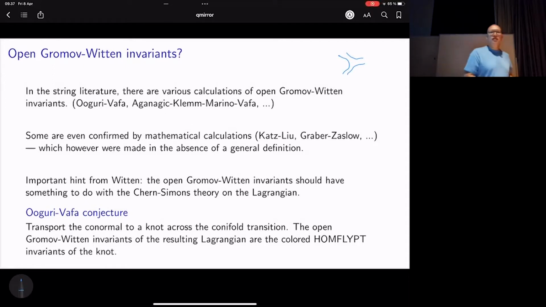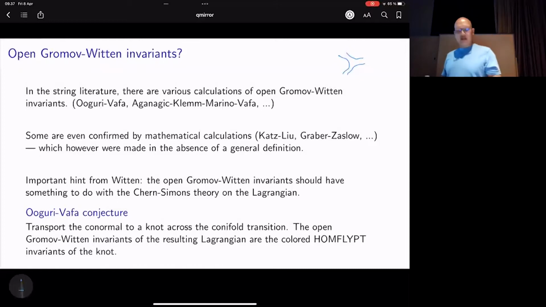So that's more or less how Witten arrived at this idea that open Gromov-Witten invariants should have something to do with Chern-Simons theory. And this idea was sharpened over time. Aganagic-Vafa made some particular conjecture about some setup in which the open Gromov-Witten invariants should be exactly equal to certain knot invariants called colored HOMFLY polynomials.